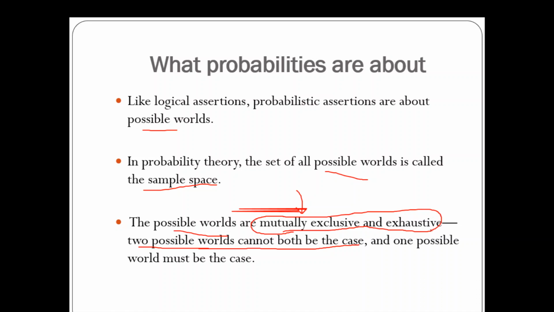And exhaustive means one world should be true at any point of time. One possible world must be the case. Okay. Mutually exclusive means only one world should be true and all other worlds should not be true. Exhaustive means in a given time, surely at least one world should be true. It is not that at one point of time nothing is true. No, at any point of time something should be true. That is called exhaustive. Okay.